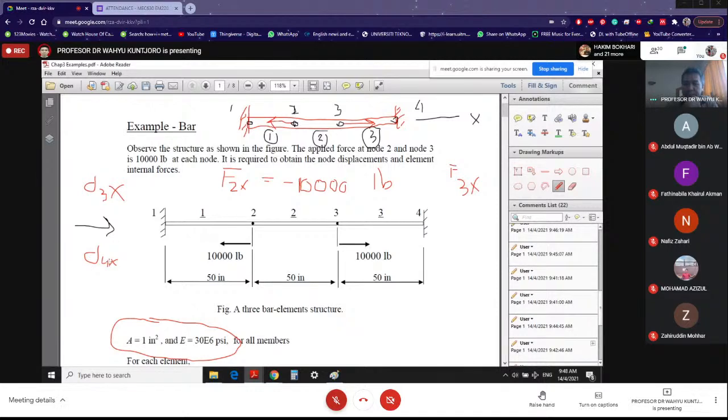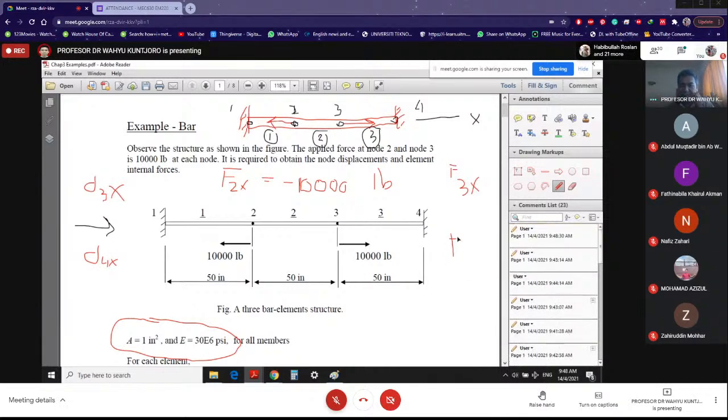What about F4X? Anybody want to answer? Can you answer what is F4X? Sorry, it's so ugly. The ladies are very quiet in this class. You lady, you want to answer that? Our students, ladies, you want to answer that? What do you know about F4X? Reaction force that can be 0.